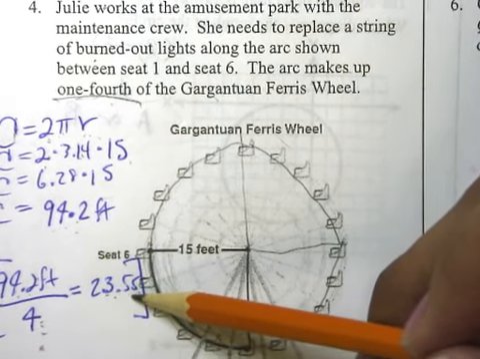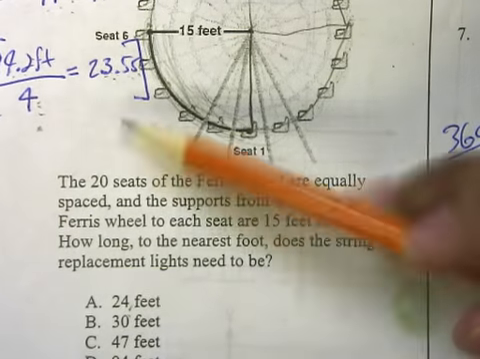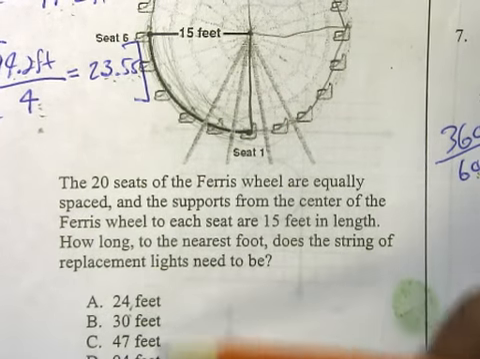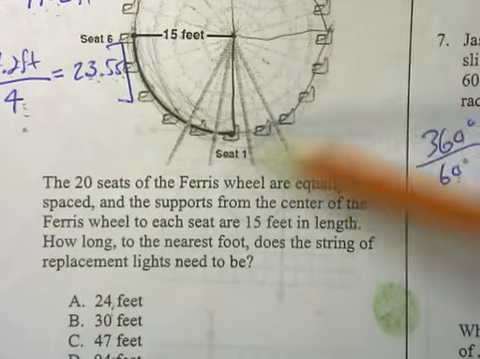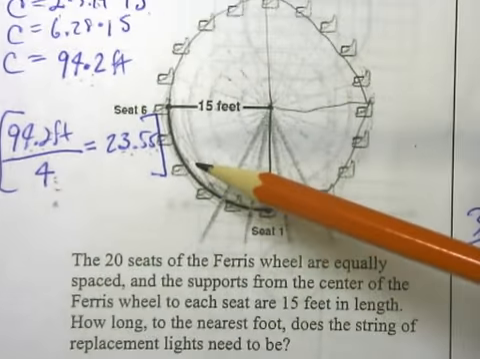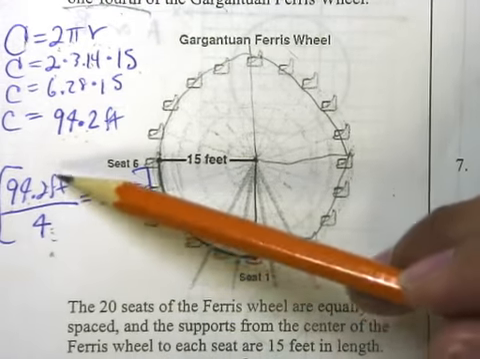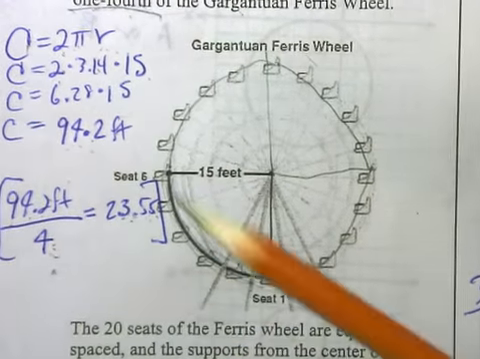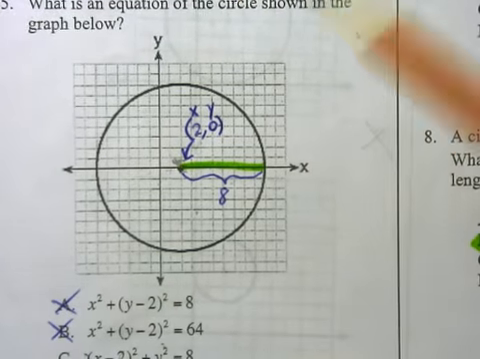So if I take 94.2 and divide it by 4, because I want 1/4 of it, that's going to give me 23.55, which means that my answer is going to be choice A. I can round that up to 24. But notice how 94 was one of your choices. That's because they expected you to stop at the circumference. But you got to answer the question. The question is asking you for this arc here, which is 1/4. This amount divided by 4 gives you the answer.